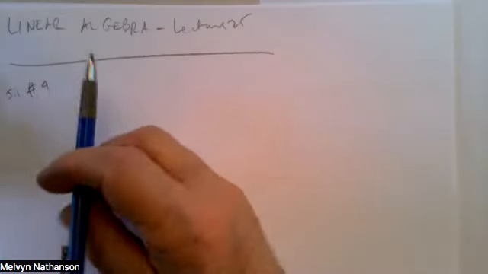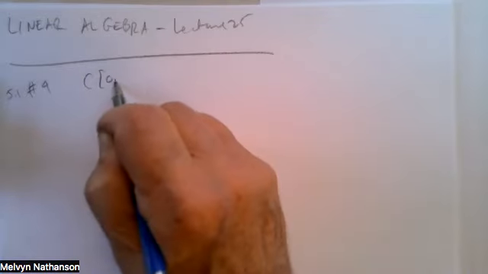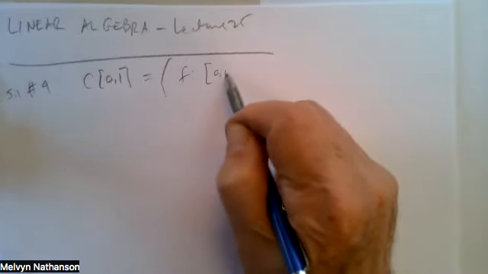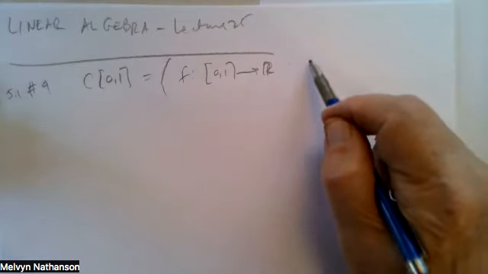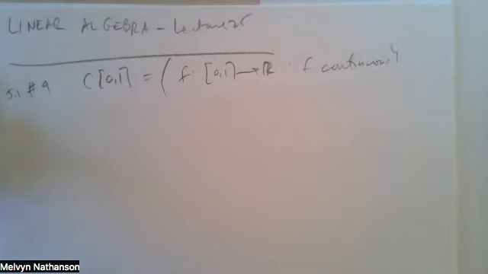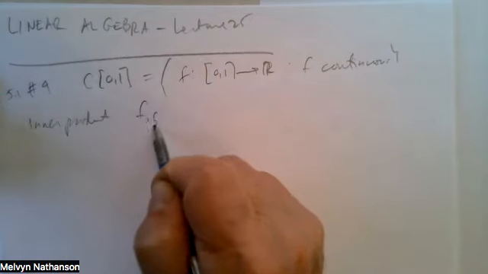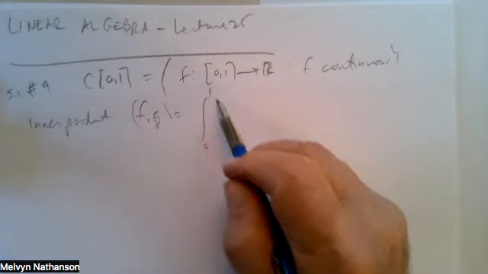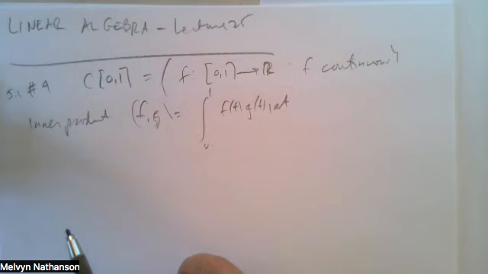So you asked about section 5.1 on inner products, number 4, and C01 is a vector space. This is the set of all real valued functions from the unit interval to the real line which are continuous. And on this space, there's an inner product. The inner product of two functions, f and g, is defined to be the integral from 0 to 1 of f of t, g of t, dt.